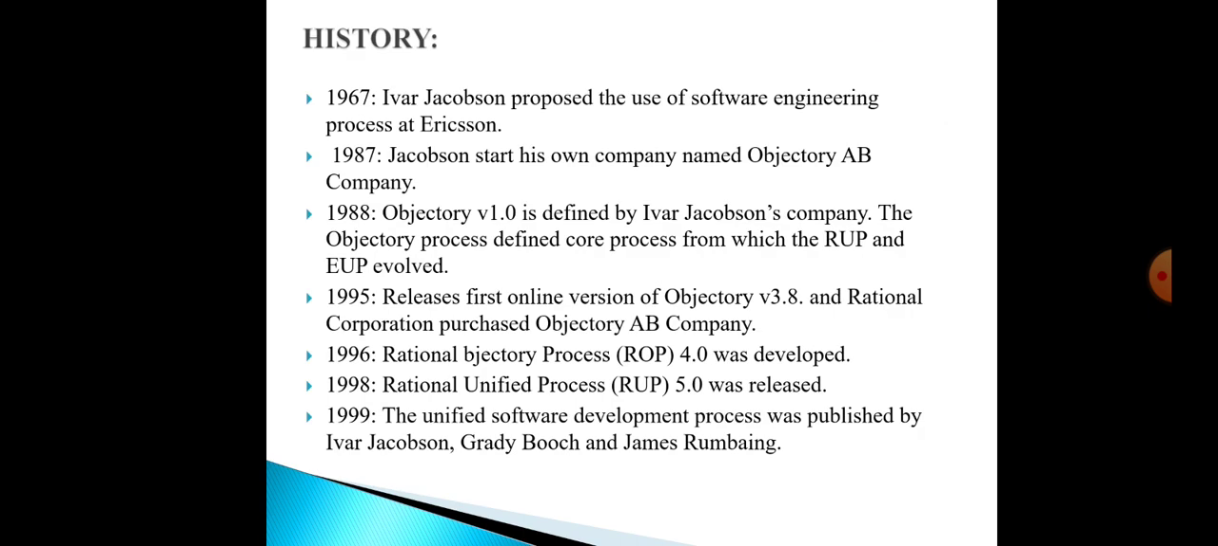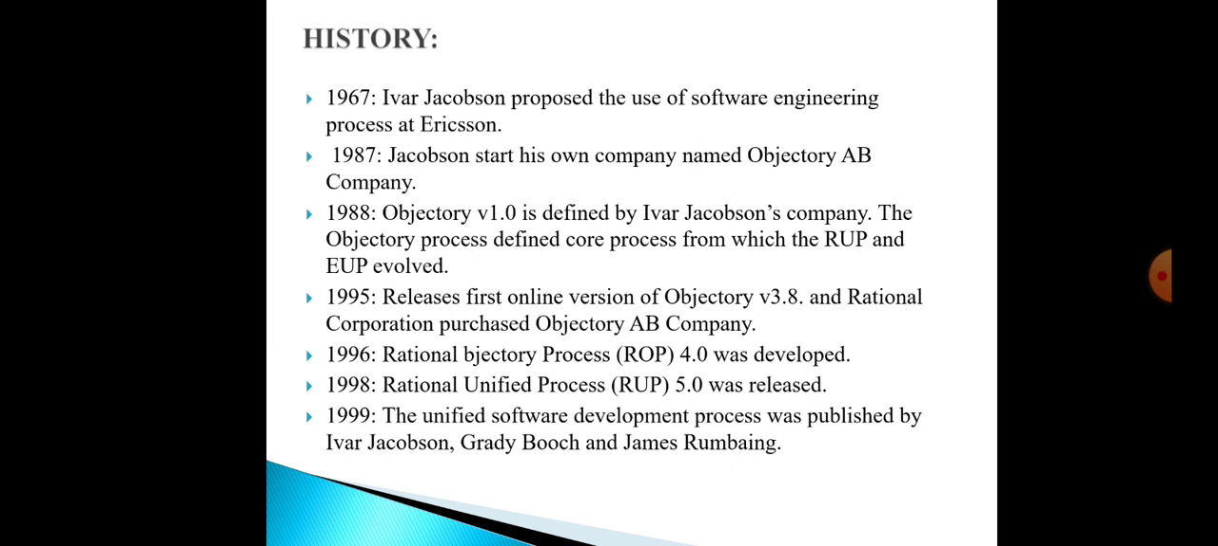In the year 1967, Ivar Jacobson proposed the use of software engineering process at Ericsson. In 1987, Jacobson started his own company named Objectory AB. Next, in the year 1998, Objectory version 1.0 was defined by Ivar Jacobson and company. Then he proposed a defined core process with the RUP and EUP evolved. Later on, the first version of Objectory 3.8 was released and Rational Corporation purchased Objectory AB.